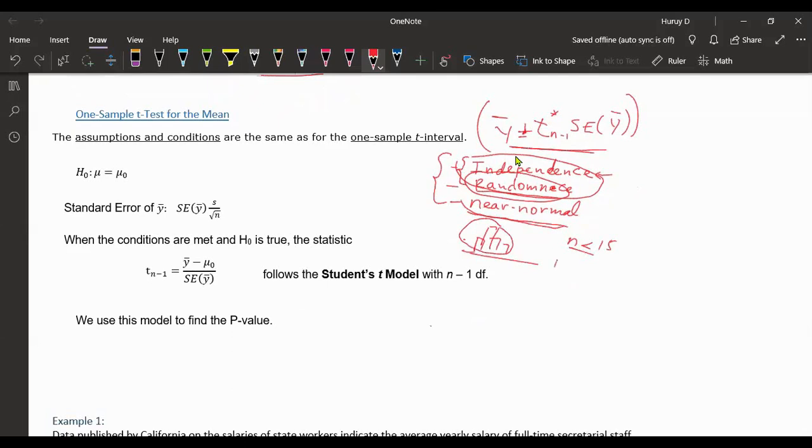If n is between 15 and 40, then it's okay if it is slightly skewed, either to the right or to the left. And again, if n is greater than 40, now here we assume the sample size is kind of big.